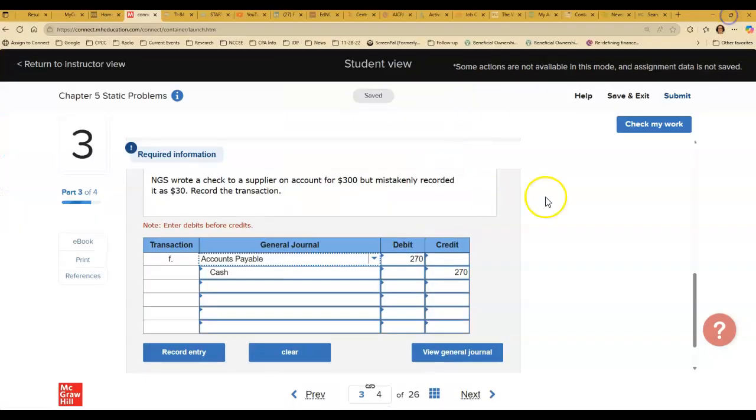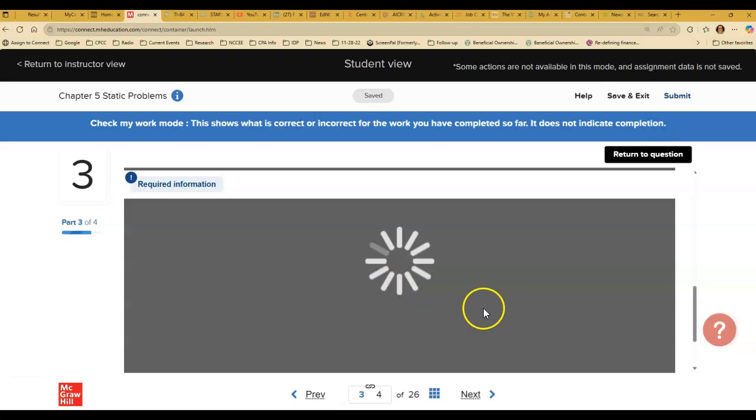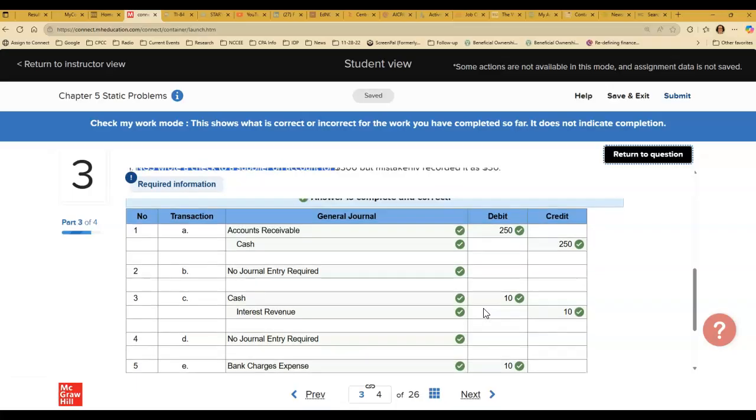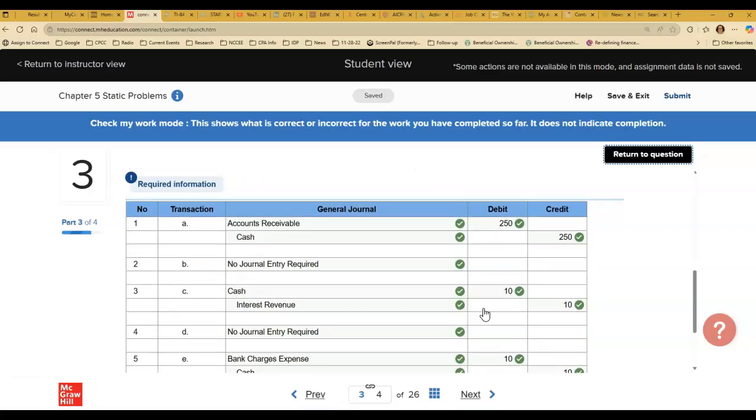How we doing? You've got to see the little green check marks. I just love that so much. Any questions there?